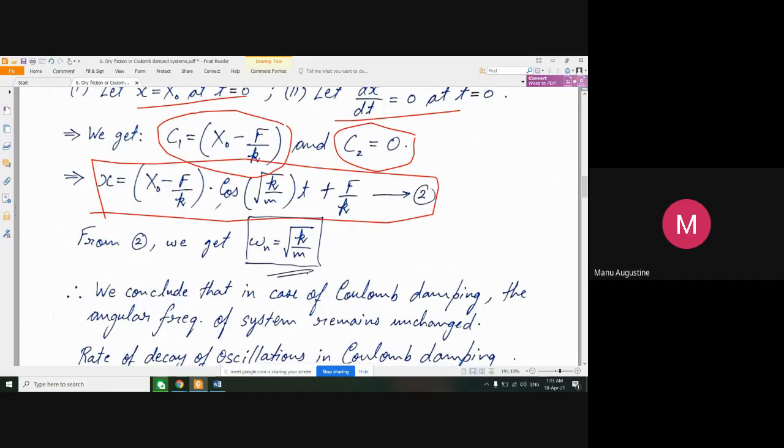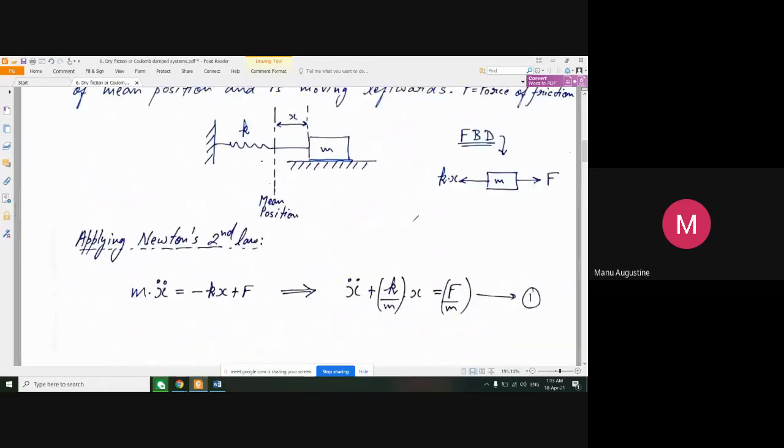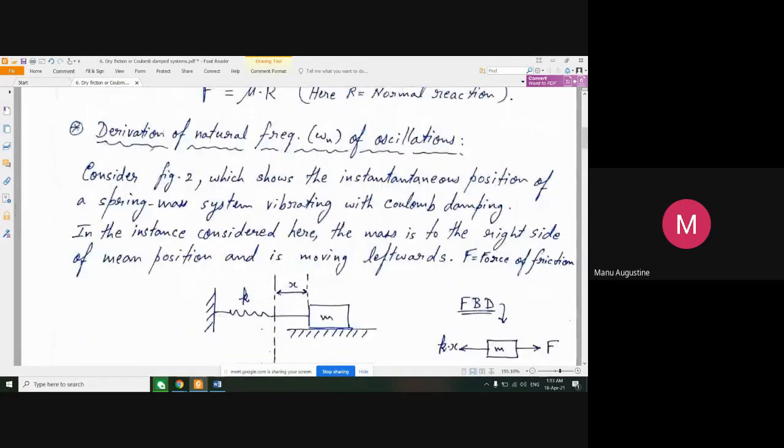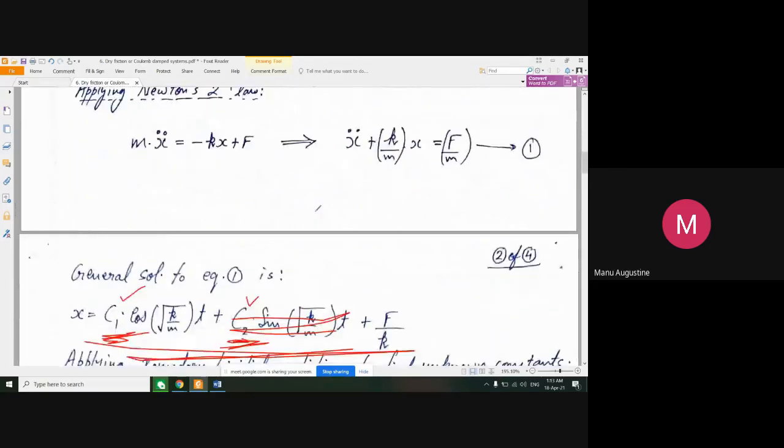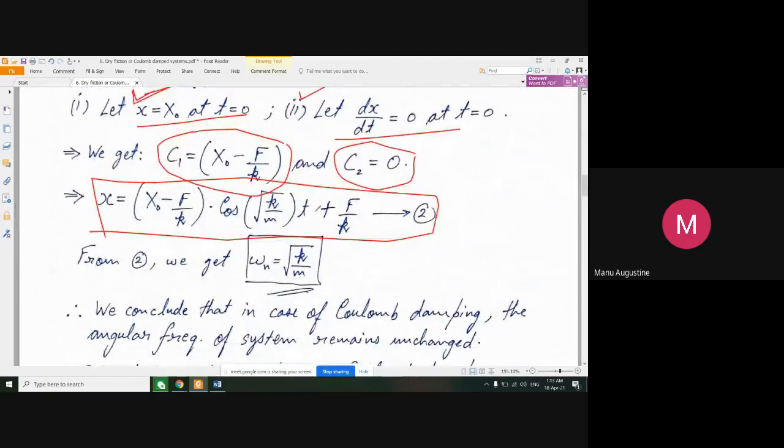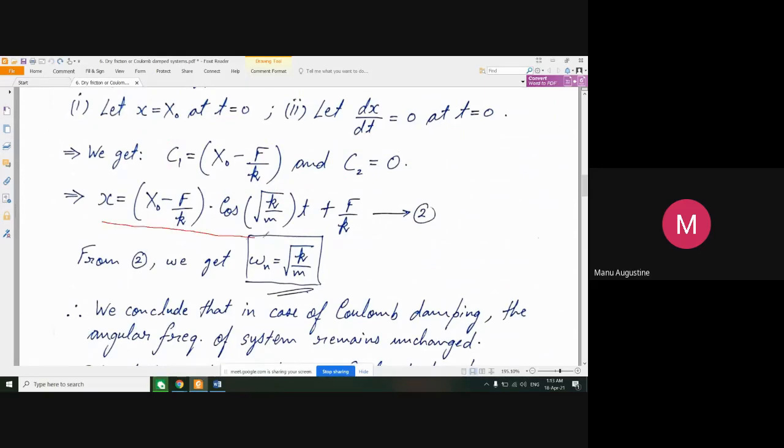And now let us see how the solution that is in front of our eyes is going to help us in finding what the natural frequency is going to be, because this was the claim with which we started this whole topic. We claimed that we are going to derive the natural frequency by developing the differential equation, right? So let us look at this solution carefully.